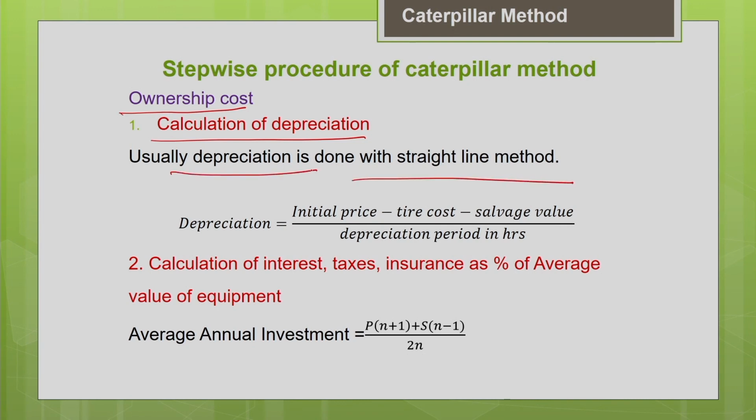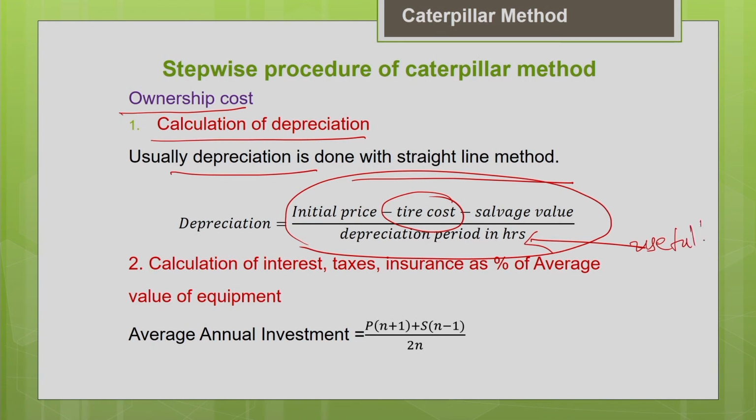I hope everyone remembers what the straight line method of depreciation is. How to estimate depreciation using the straight line method? It is nothing but the difference between your initial price minus the salvage value. Obviously I have to deduct the tire cost also, because tire cost will be considered separately under the operating cost. So depreciation is nothing but initial price minus the salvage value divided by the depreciation period in hours. It is nothing but the useful life of the machine.